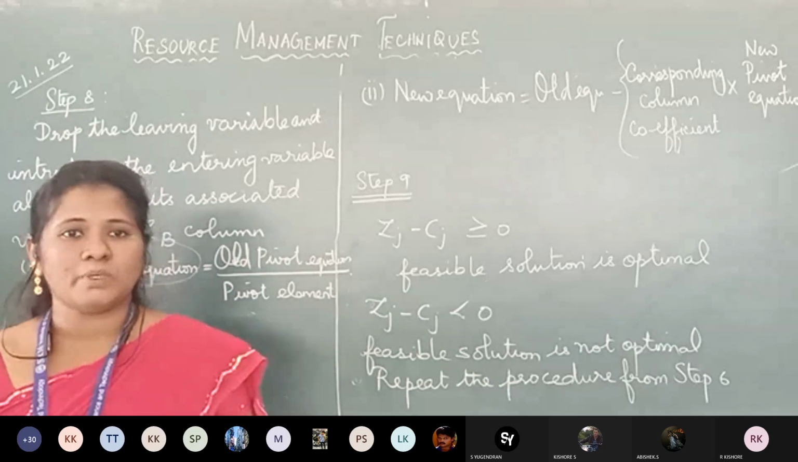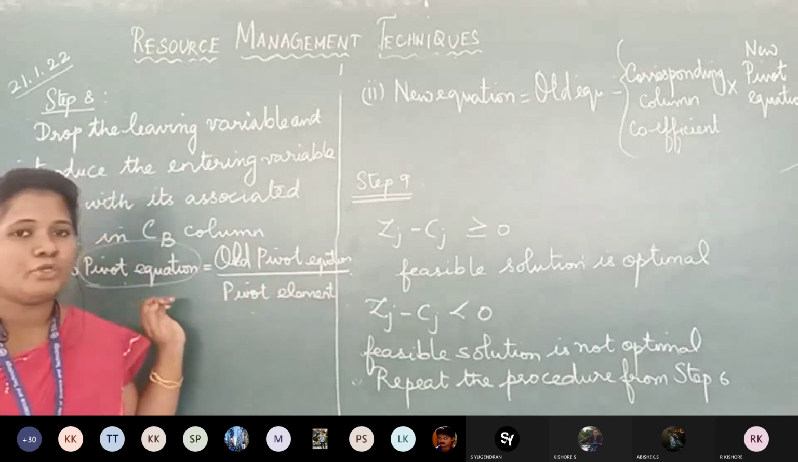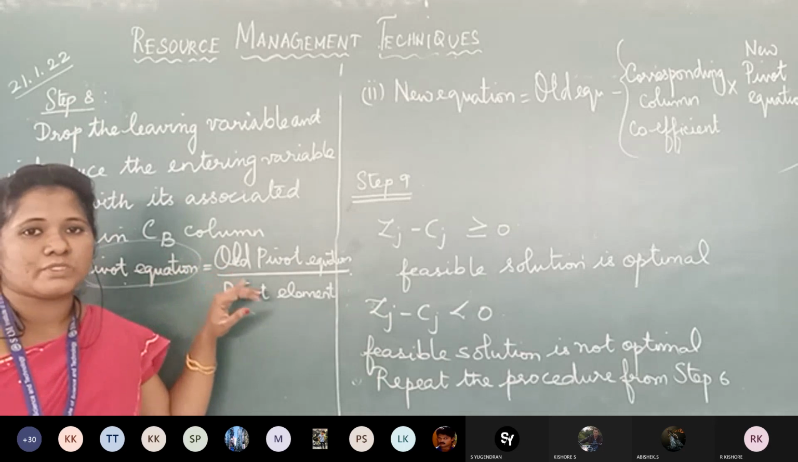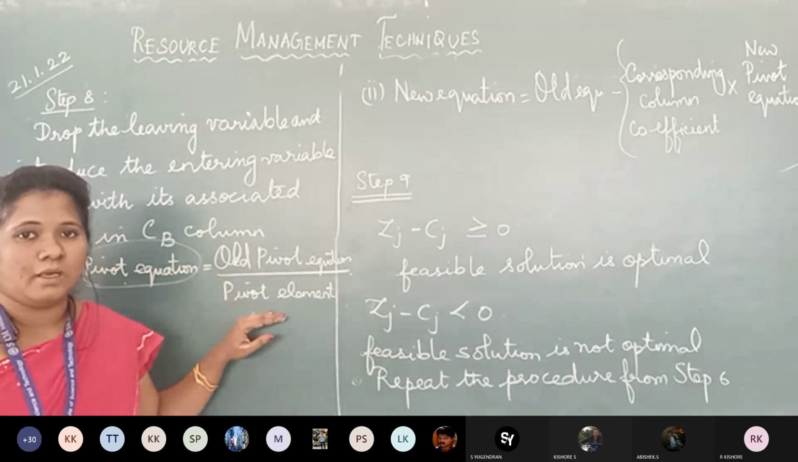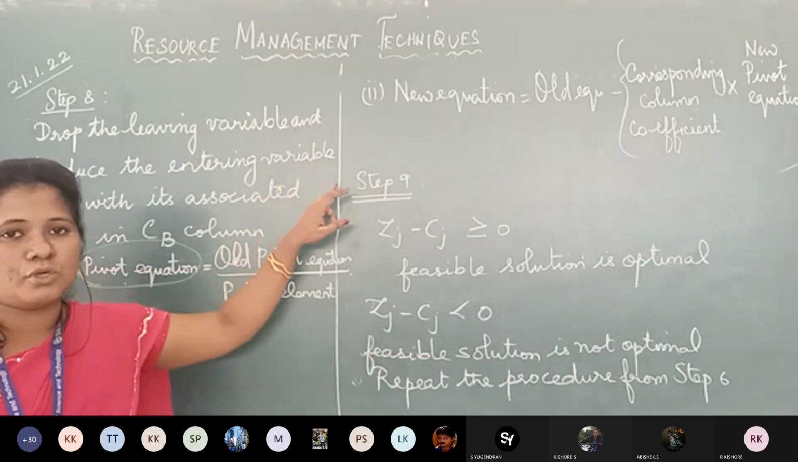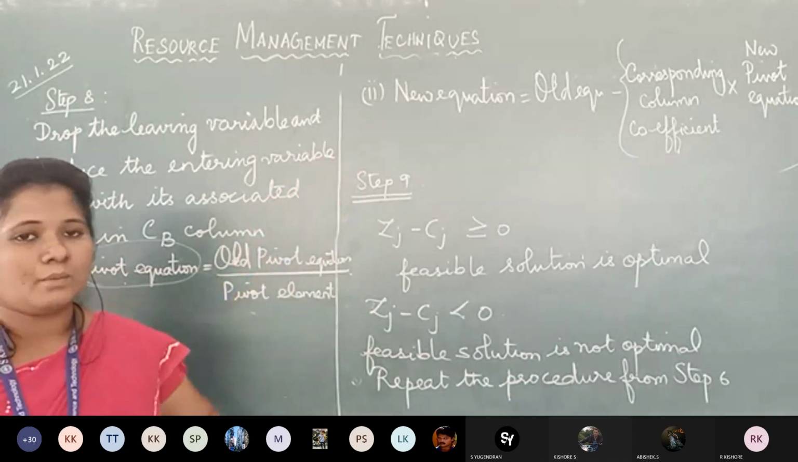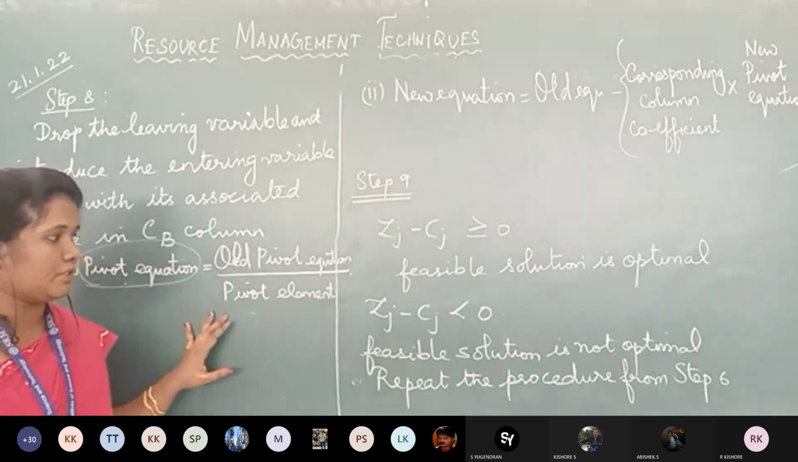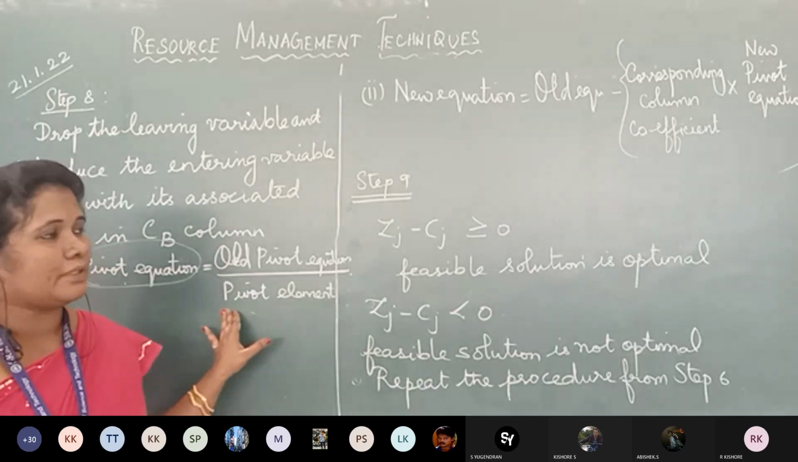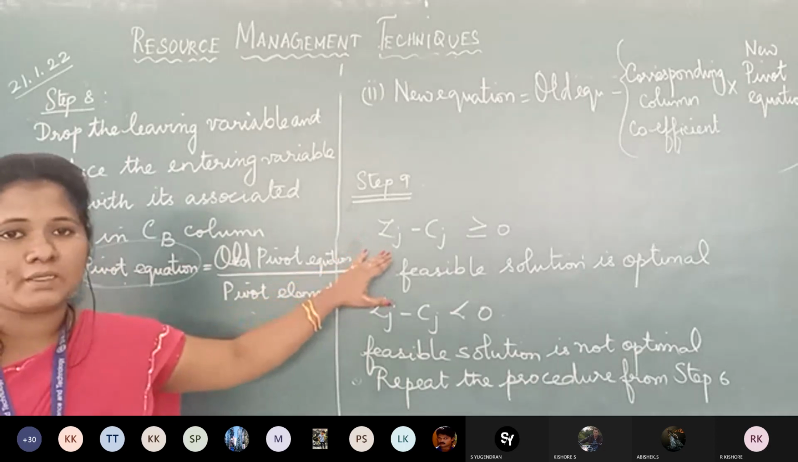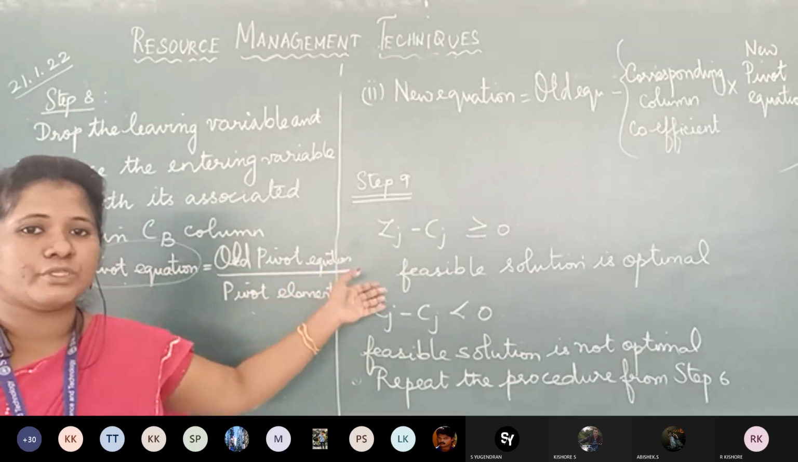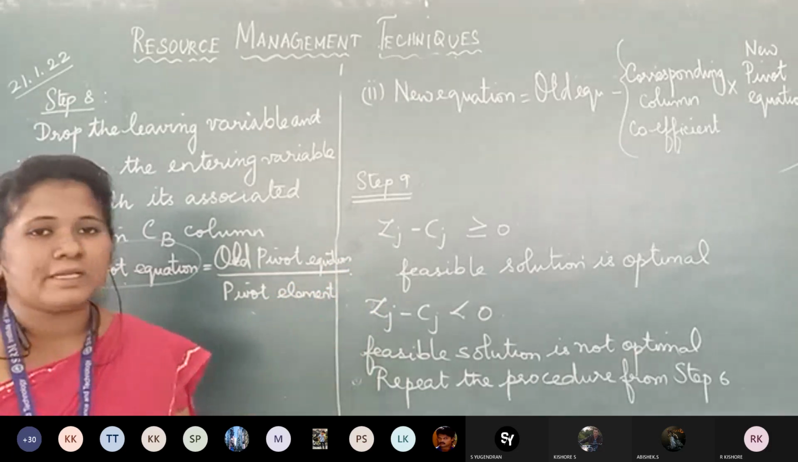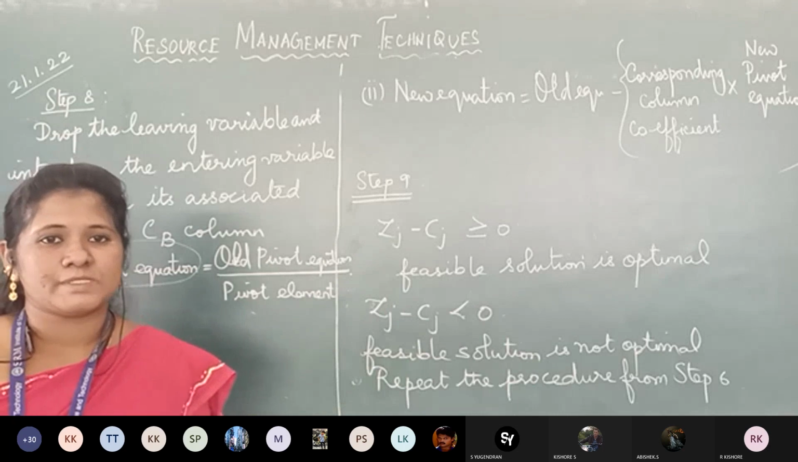Okay, after finding out your pivot element, what you have to do is find out your new pivot equation. Your new pivot equation will be the whole pivot equation divided by your pivot element. And all other equations also you have to find out. It is nothing but old equation minus your corresponding column coefficient times your new pivot equation. After doing that, you will have to do it for your Zj minus Cj also. If it is greater than or equal to 0, whatever you found out is optimal. If you're getting a negative value, you will repeat from your steps.